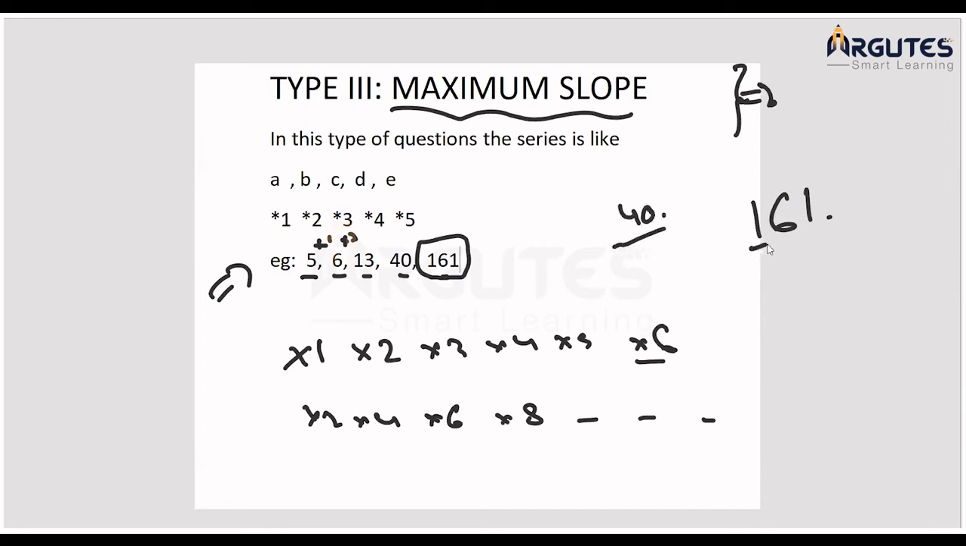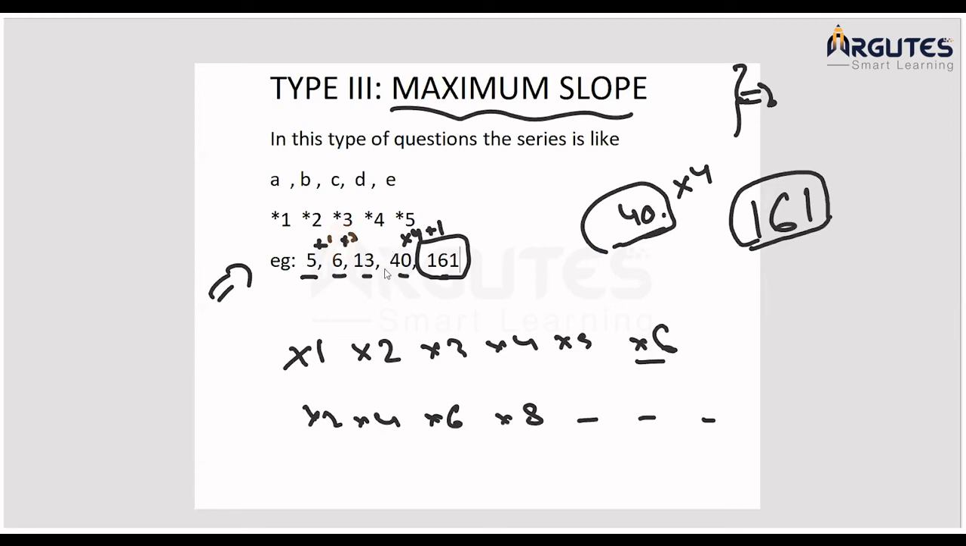So can you recognize that 161 is how many times of this 40? So it's 4 times. So write "into 4" over here. And what is the remaining? So 40 into 4 is 160, and so plus 1 you will add over here.